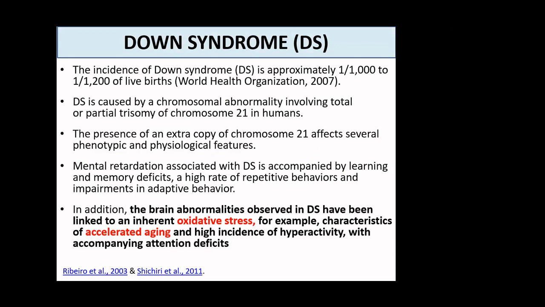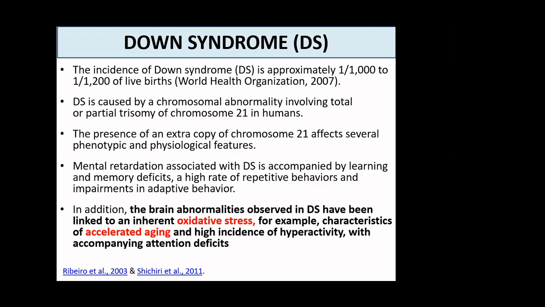According to the World Health Organization, the incidence is 1 in 1,000 to 1 in 1,200 live births. This abnormality involves the total or partial trisomy of chromosome 21, as far as humans are concerned. The presence of this extra copy of chromosome 21 affects several phenotypes, that is the external appearance and physiological features. Mental retardation associated with Down syndrome is accompanied by learning and memory deficits, a high rate of repetitive behaviors, and impairments in adaptive behavior.